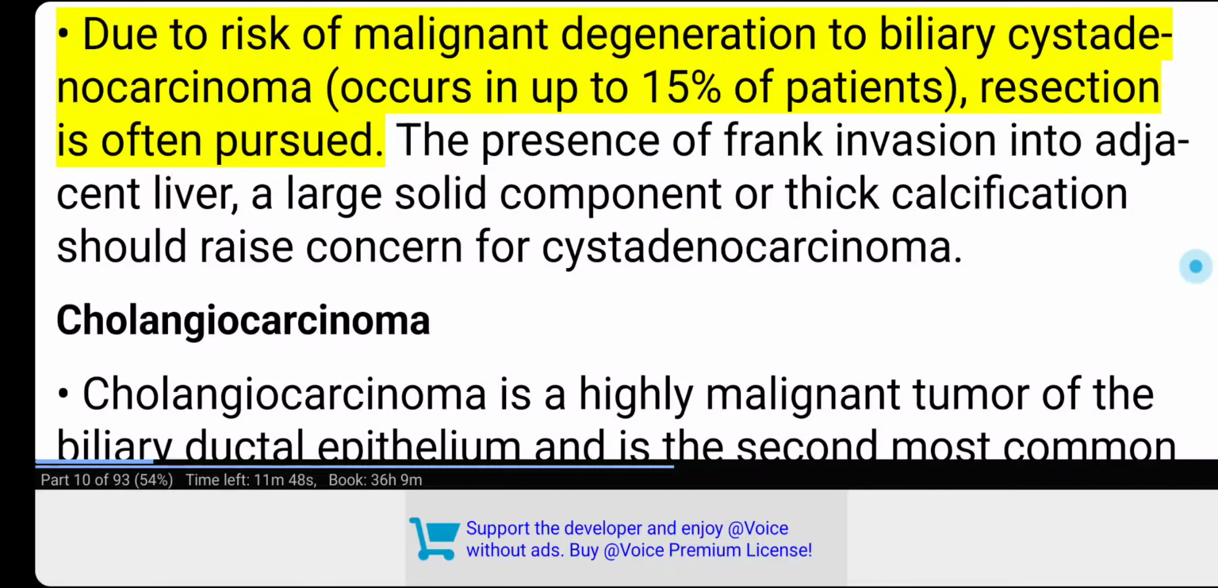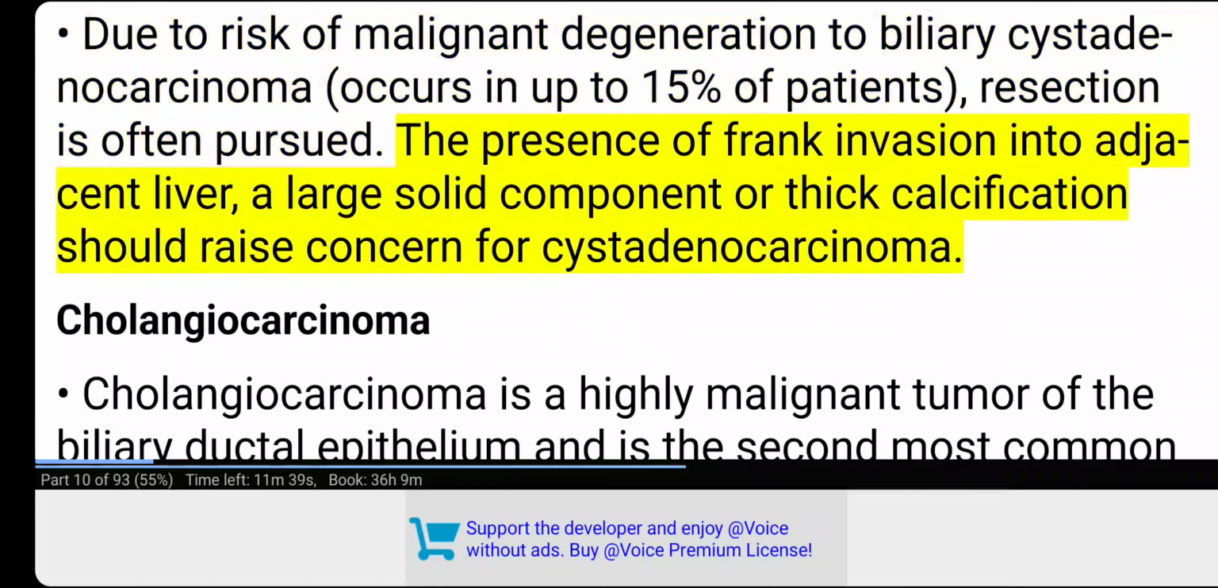Due to risk of malignant degeneration, biliary cystadenocarcinoma occurs in up to 15% of patients. Resection is often pursued. The presence of frank invasion into adjacent liver, a large solid component or thick calcification should raise concern for cystadenocarcinoma.